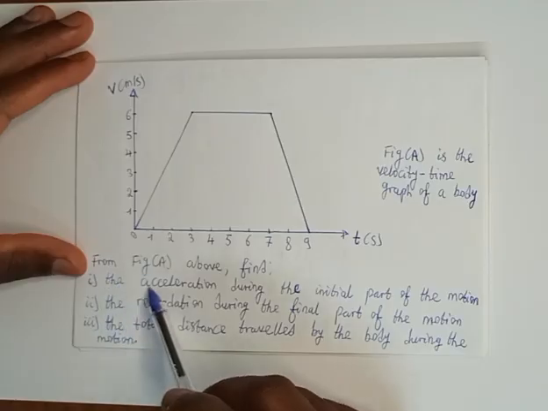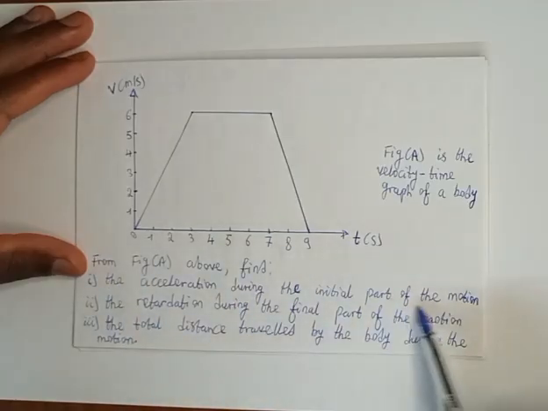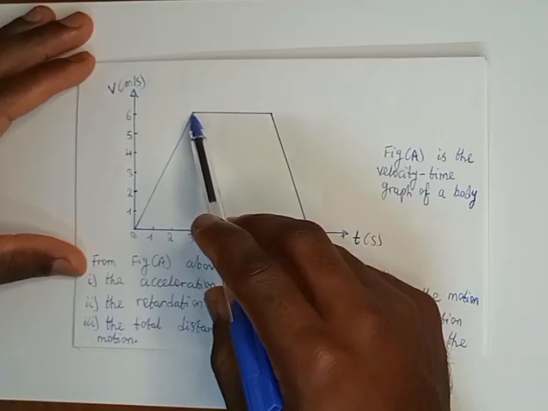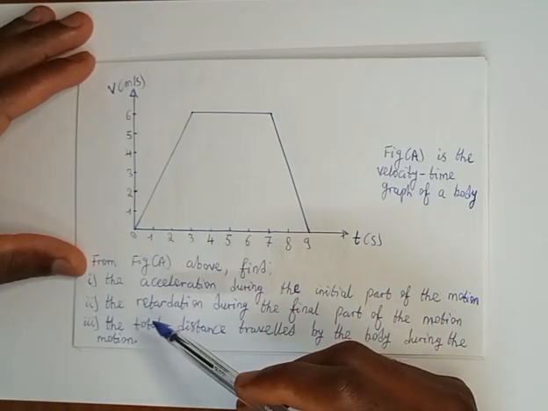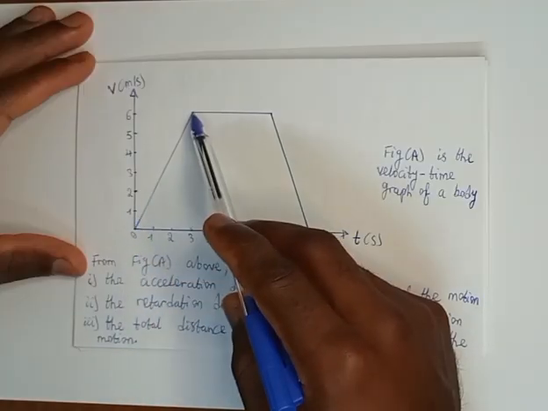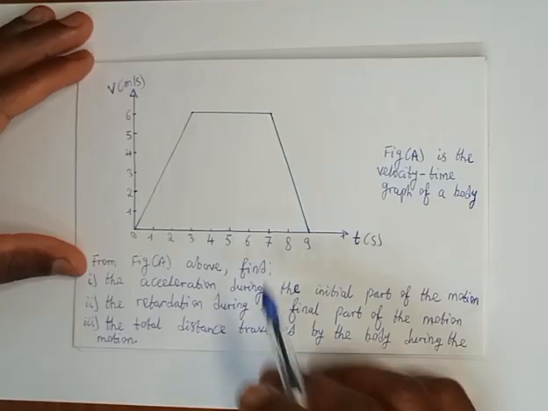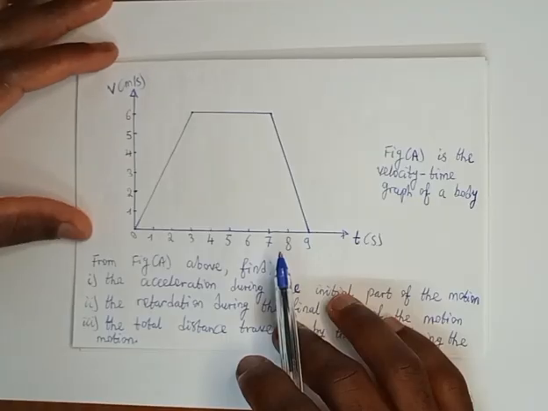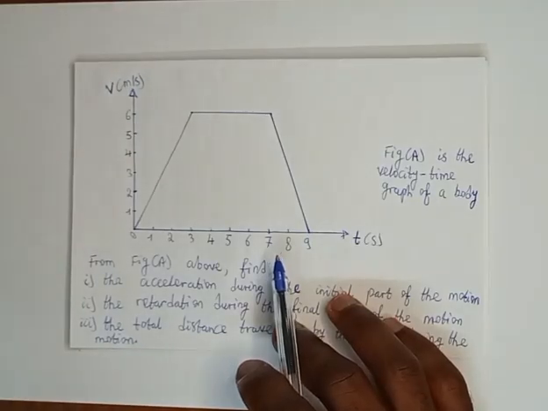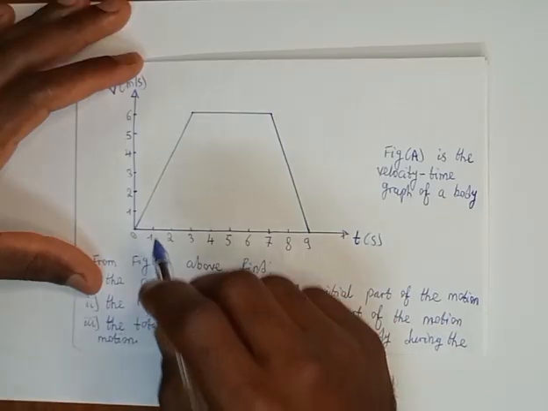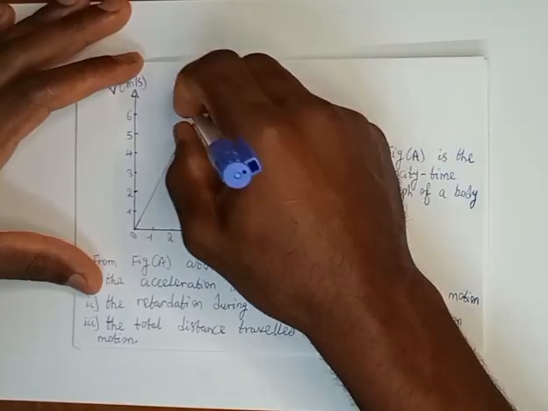Question I says we should find the acceleration during the initial part of the motion. Here, since the velocity was increasing with time, that means there's a change with velocity with time. That means the object was accelerating. So we can calculate the acceleration. For us to calculate the acceleration of the object, we are going to make use of any two plotted points on the velocity time graph. We are going to make use of this point.